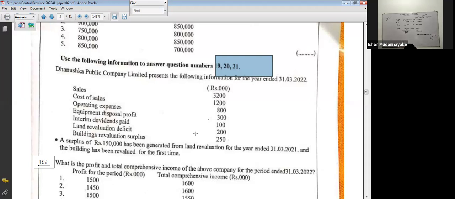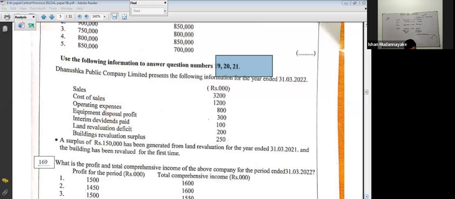A surplus of 150 has been generated from the land revaluation for the year ended 31st March 2021, and the building has been revalued for the first time.